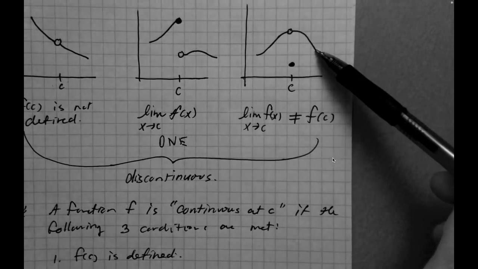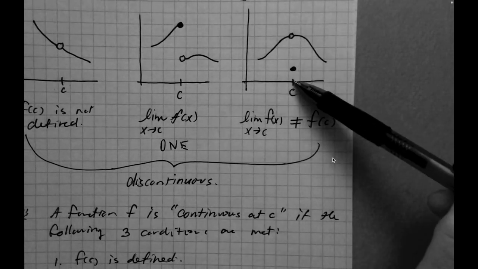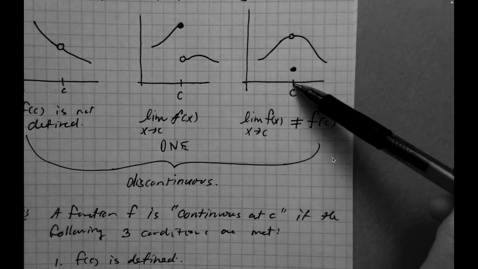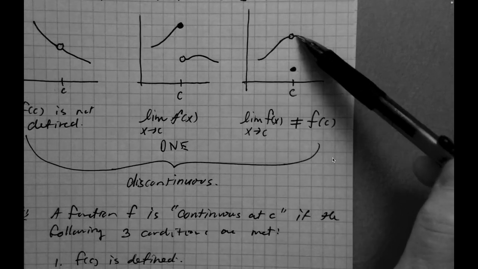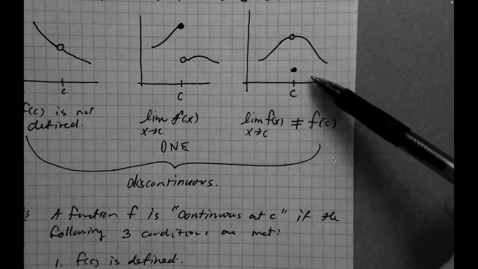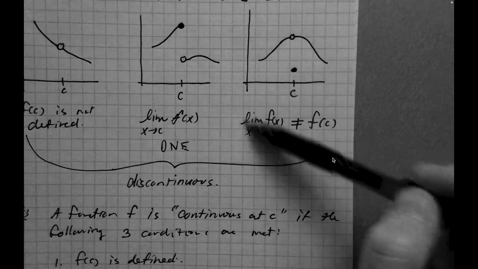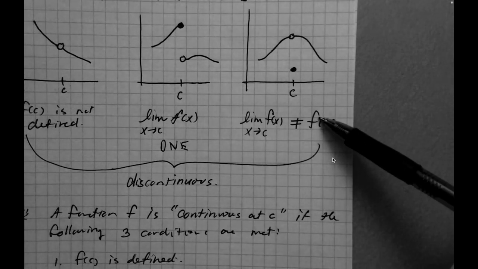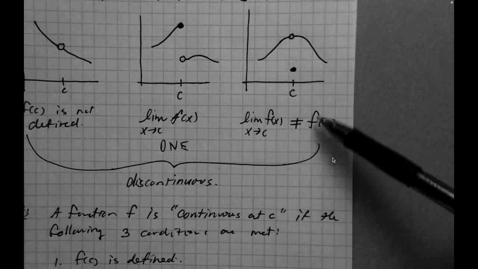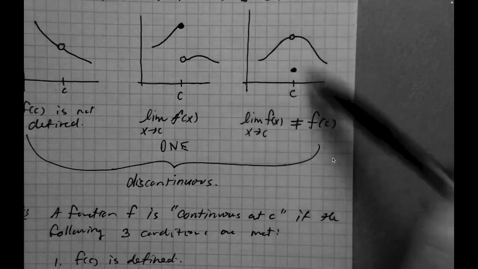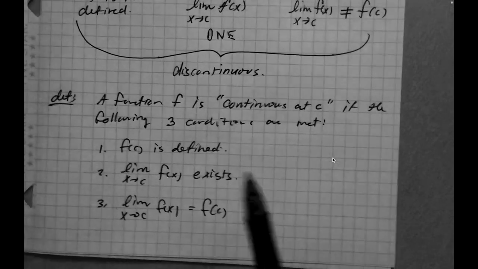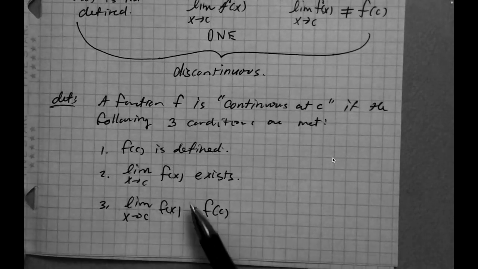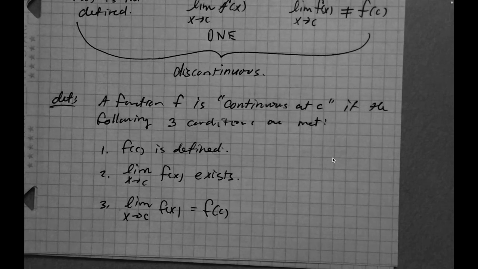What about over here? Here you've got the function being defined at c. You actually have the limit existing. Right, the limit definitely exists here. But what's the problem? Well, it's spelled out here. The limit of the function at c does not equal the value of the function at c. So in each of these three cases, the functions are not continuous because one or more of these conditions are not met.